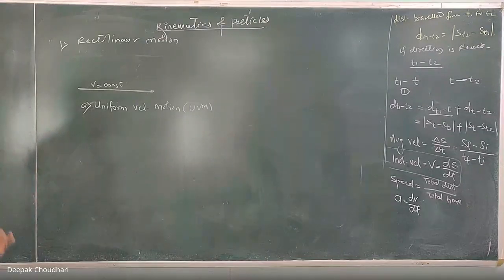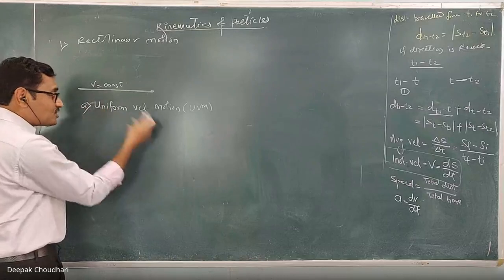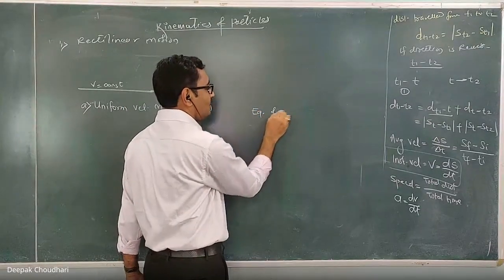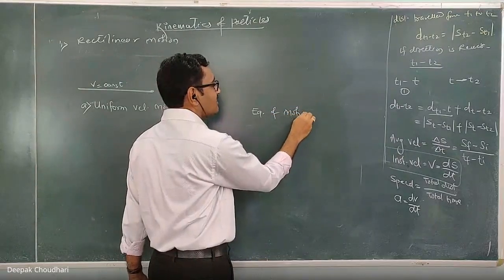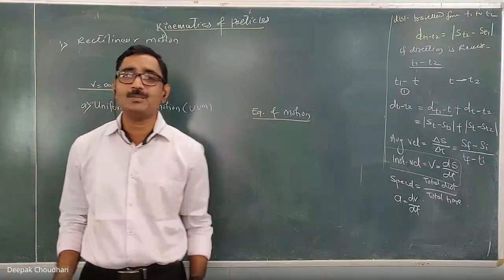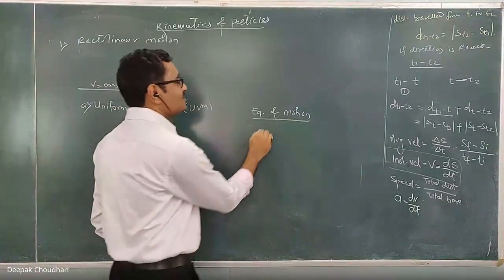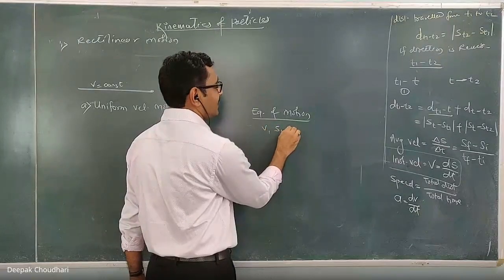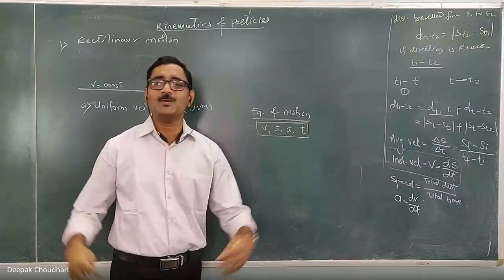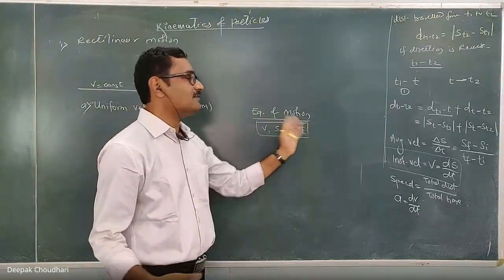Here acceleration will be 0, and when uniform velocity motion is there, remember the equation of motion. Here, what does equation of motion mean? Whenever I say find out the equation of motion, what does it mean? Equation of motion is nothing but the relation between the velocity, displacement, acceleration and time. The relation between these different parameters of motion is known as the equation of motion.